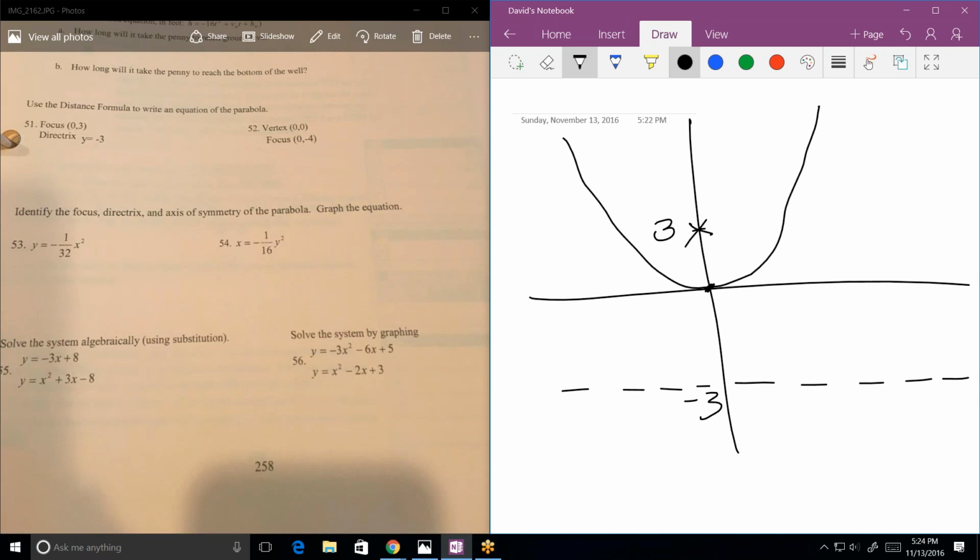Now, the definition of a parabola, and this is the tough part, is any point on the parabola is the same distance from the focus as it is from the directrix. So let's pick a point right here. That distance there, which I'm going to call D1, is the same as that distance there drawn perpendicularly, which I'm going to call D2. It may not look the same, but it's the same. Oh yeah, that is confusing.